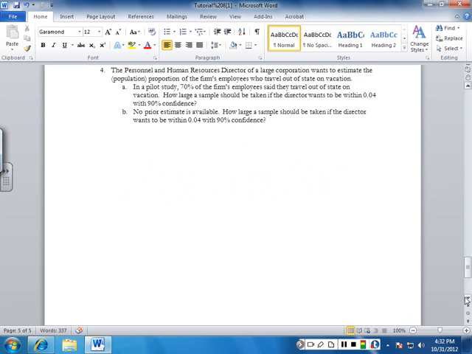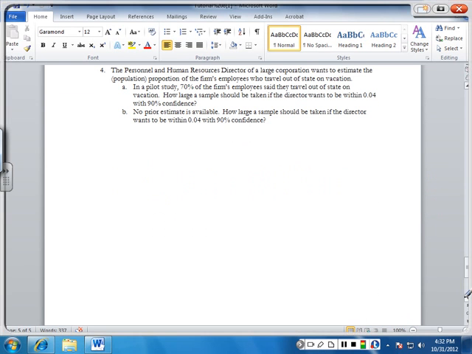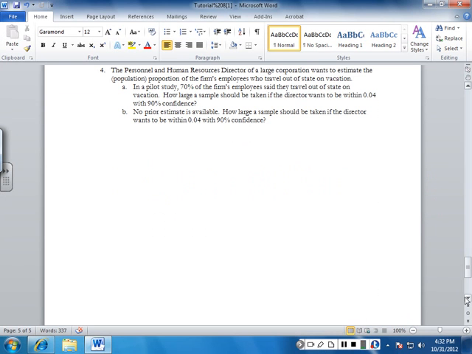So now we want to estimate a proportion, and again it says how large of a sample. So I'm going to go ahead and write the formula. Well, first I'm going to get the marker set up again.